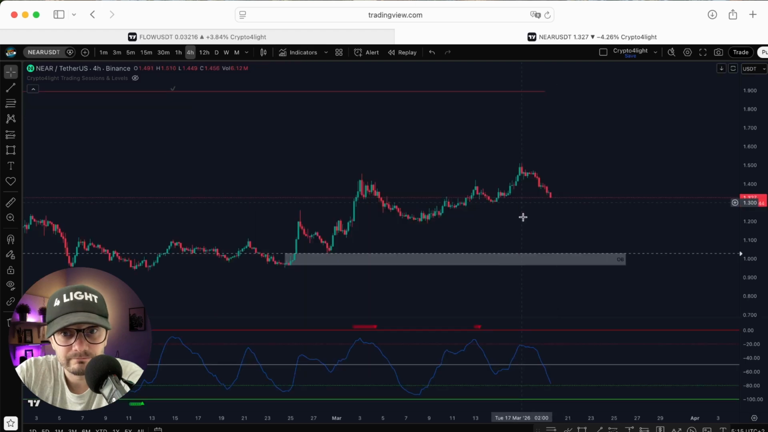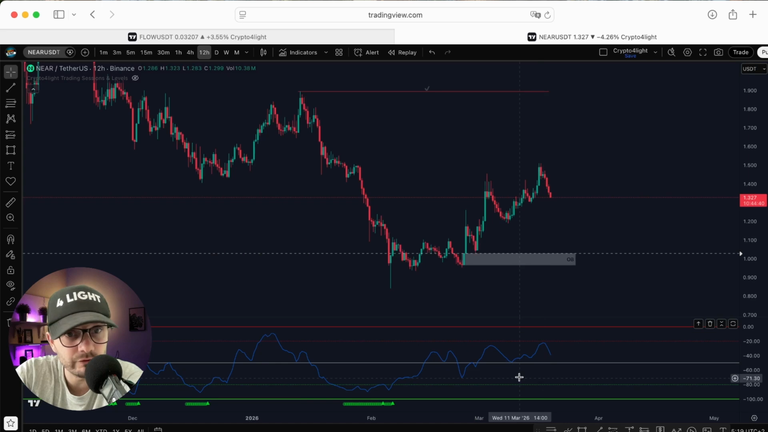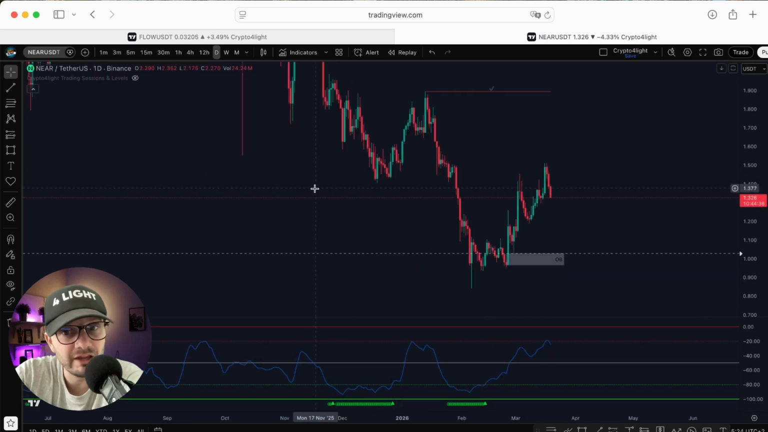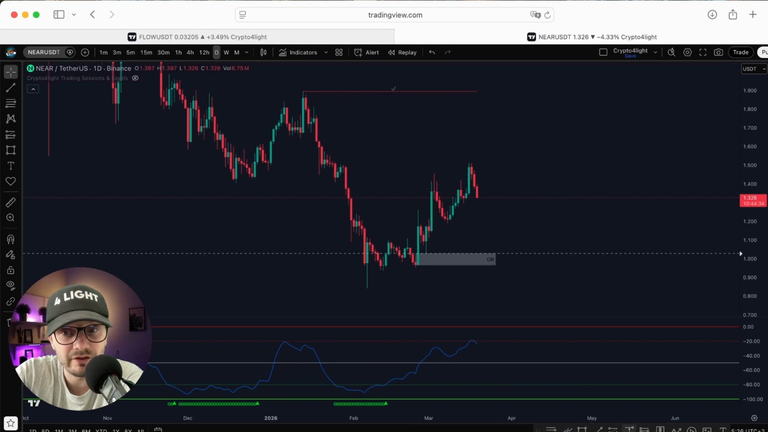Direction: no signal for accumulation yet. The 12-hour time frame also has no signal for accumulation. Some was here, but now nothing. On the daily time frame, we bounced, right? But without any signal of accumulation now for continuation.